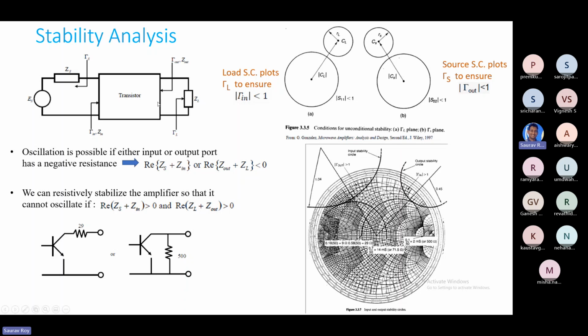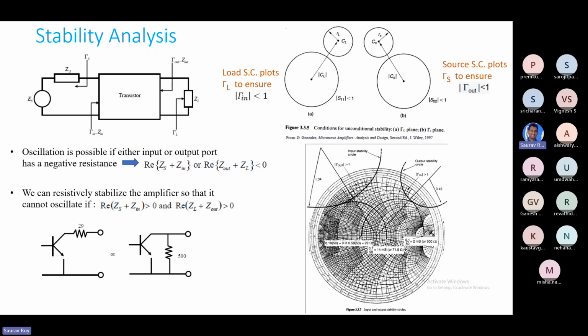Now see carefully. I just told you this unstable or conditionally stable behavior happens only when there is a chance of oscillation or negative input resistance. That happens when either the real part of ZS and Zin, that is the source and input resistance of the transistor together, or on the load side, the real part of Zout and ZL, is less than 0. If any one of them is less than 0, that means a negative resistance, it has a chance of going to oscillation, which makes it unstable.